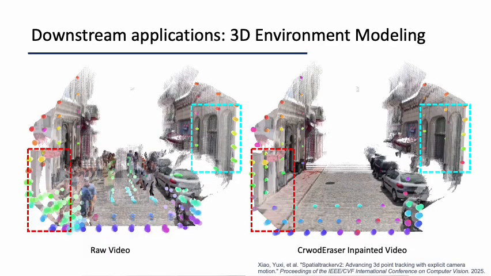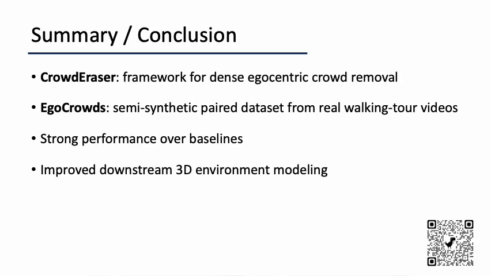With our clean videos, we show 4D reconstruction results using 3D point clouds from the last frame viewpoint, with overlaid 3D point tracks. Compared to the raw input videos, reconstruction and 3D point tracking from Crowd Eraser outputs are more stable. Overall, Crowd Eraser enables large-scale egocentric walking tour videos to be better utilized for downstream 3D vision and scene modeling tasks.